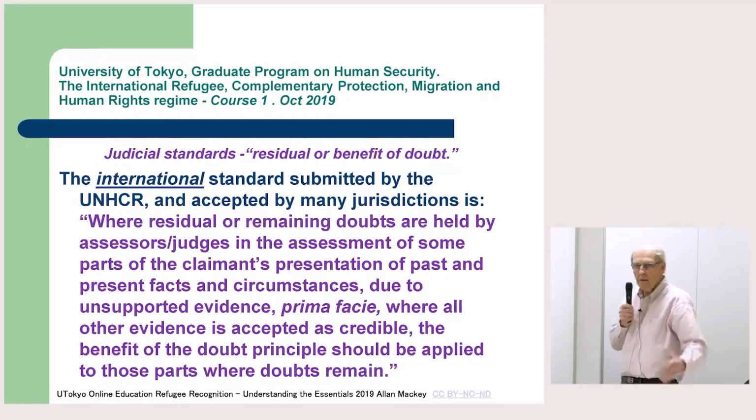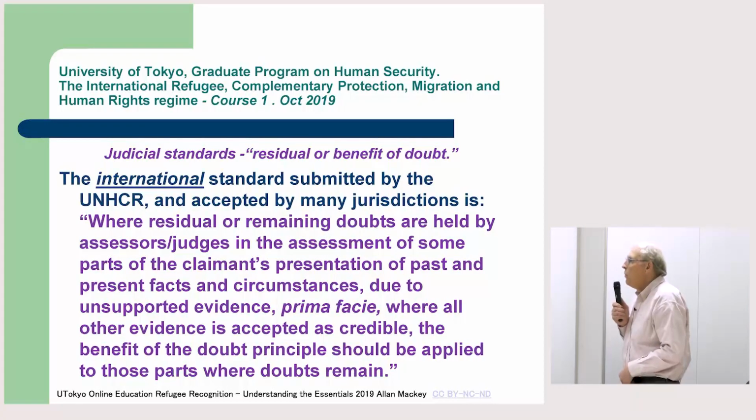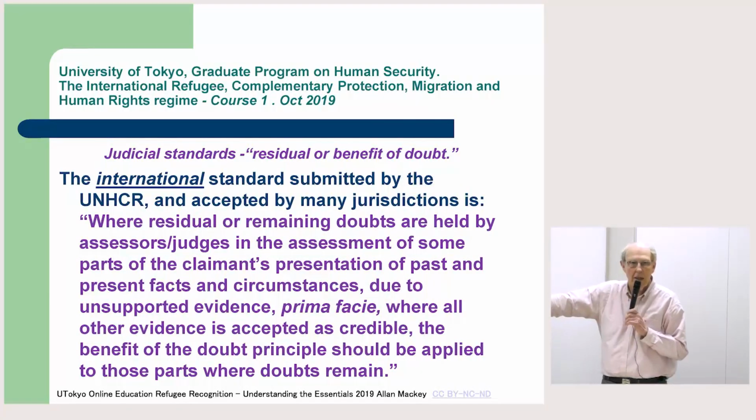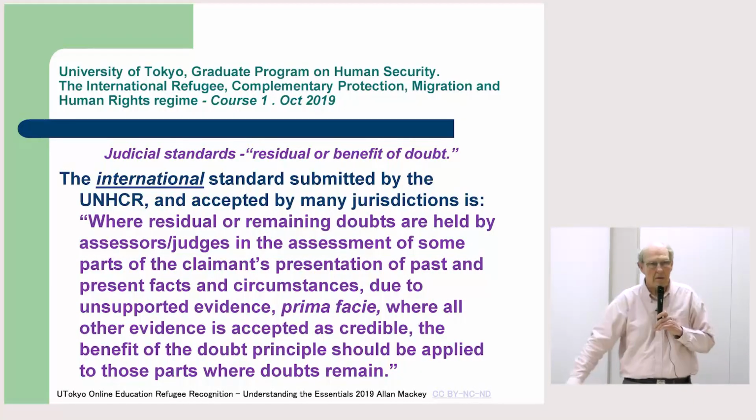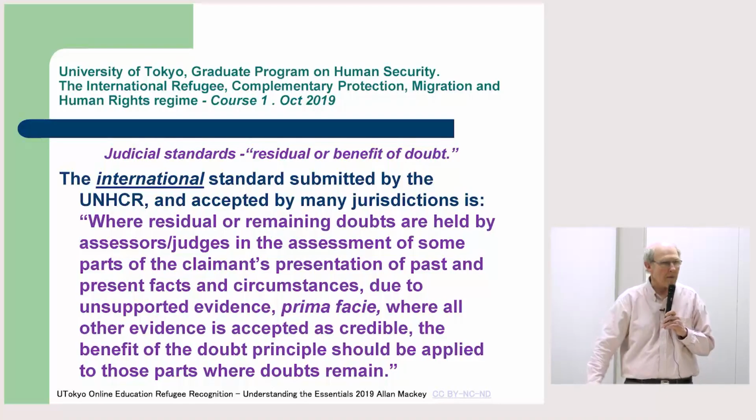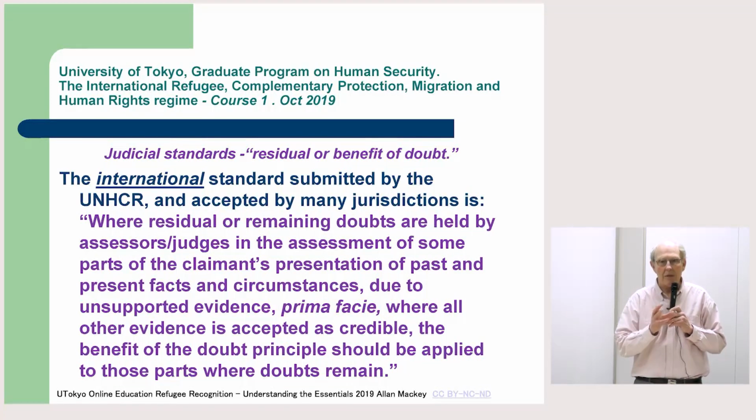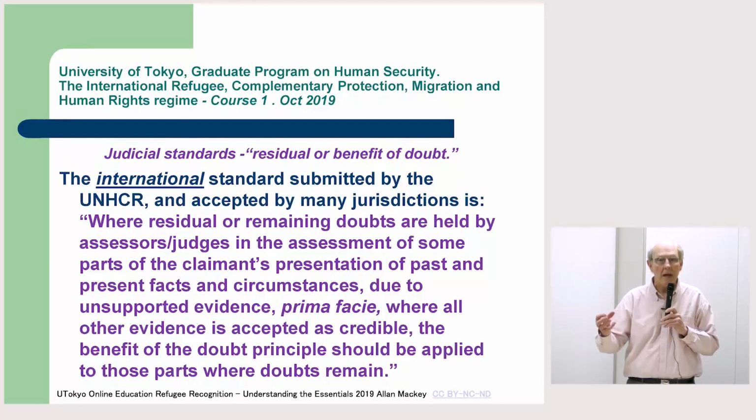Prima facie, that's on the face of it, where all the other evidence is accepted as credible, the benefit of the doubt principle should be applied to those parts where you have remaining doubts. So let's say you accept about 70% of the evidence, you've got doubts about some other pieces of it, then the correct way to assess it is give the benefit of the doubt on those other pieces of evidence if you can't quite make up your mind.